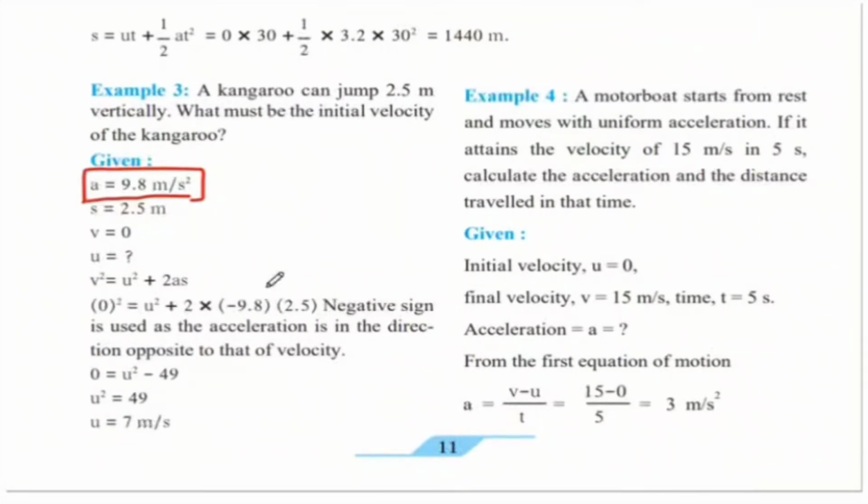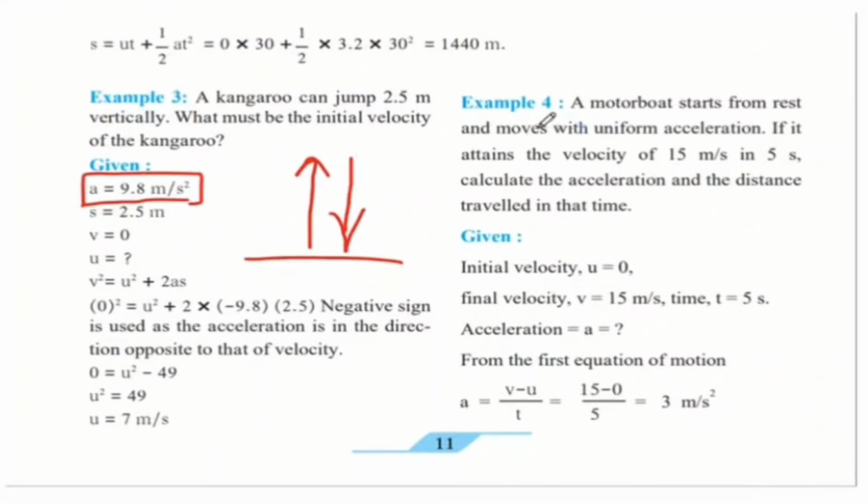Notice here that the acceleration, the 9.8, was given a negative sign, and the negative sign is used as the acceleration is in the direction opposite to that of velocity. The velocity of the kangaroo was upwards from the surface of the earth, but the gravitational pull was pulling the kangaroo towards the surface of the earth, and since the direction was opposite, we have to use the negative sign.